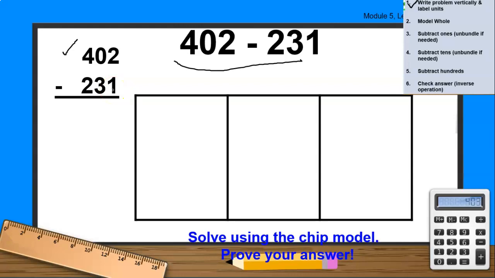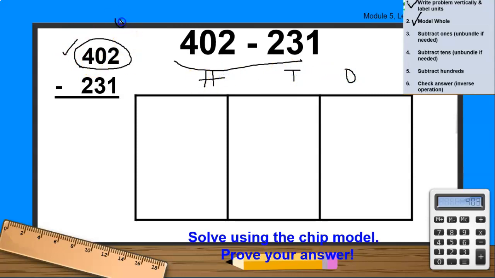And when we subtract top to bottom, let's think about it, boys and girls. Which is the whole? The whole is 402. Great job, boys and girls. So let's make a chip model to show the whole. This is key point number 2. I'll draw it, and I really want you to tell me. These are the ones, these are the tens, these are the hundreds.